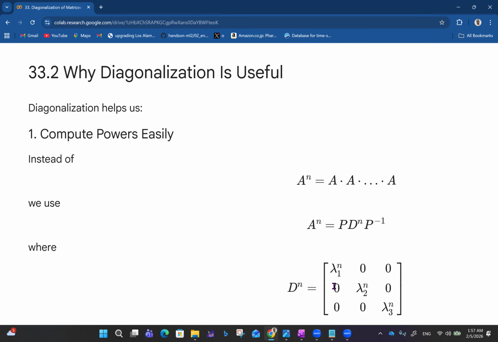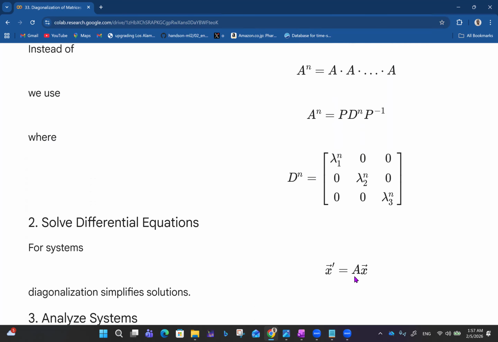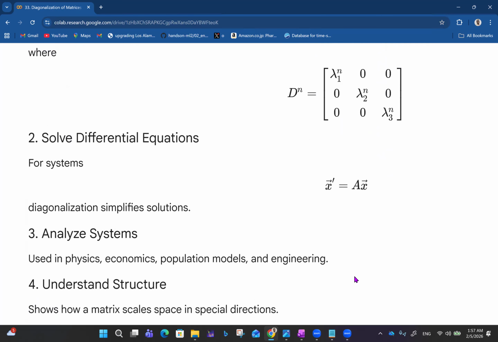For a diagonal matrix having lambda 1, lambda 2, lambda 3, or some lambdas along its principal diagonal, D raised to power n is simply those diagonal elements raised to power n, right? So that makes raising matrices to powers pretty swift and sweet.